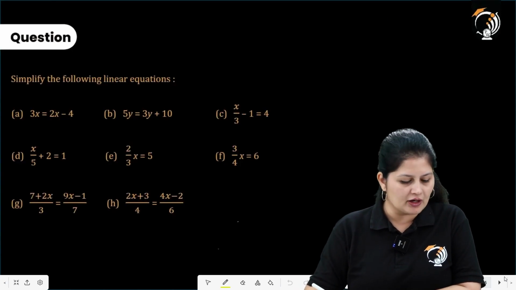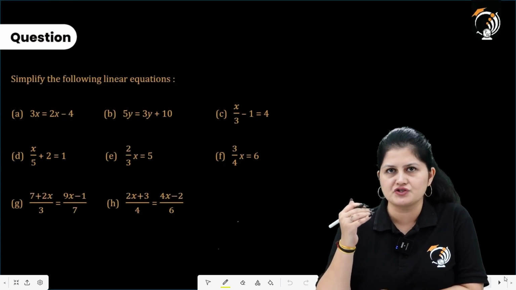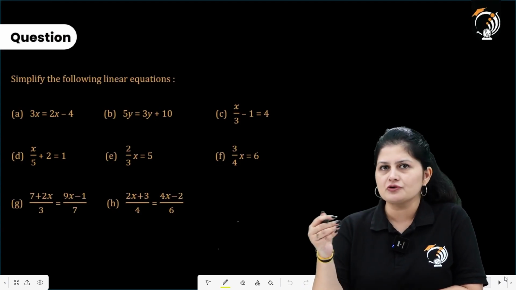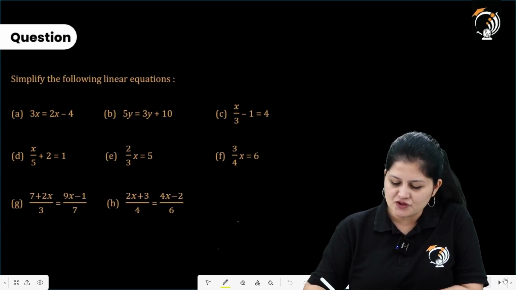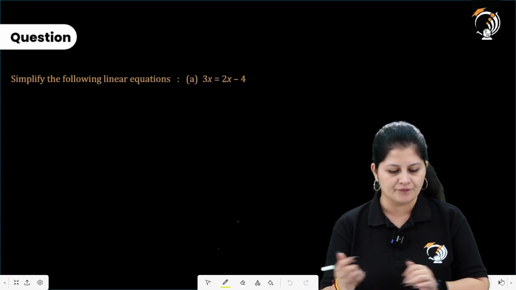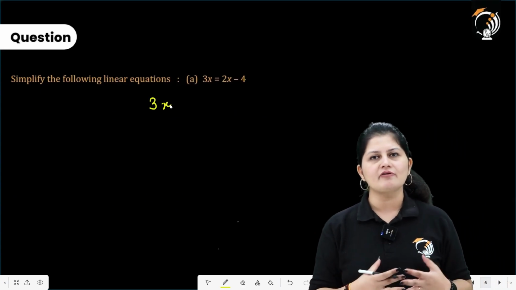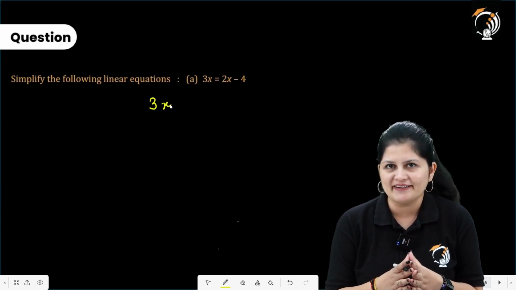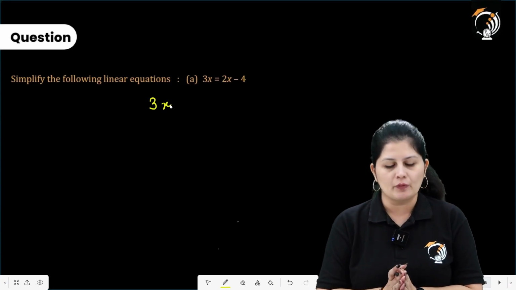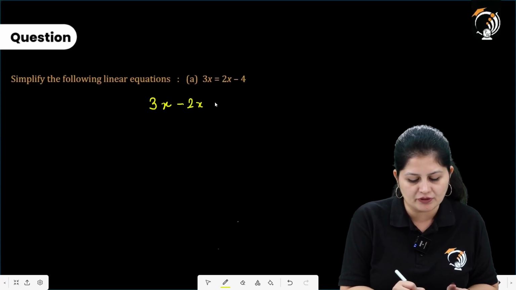Moving further, let's solve some questions of linear equations. Let's understand it from the easiest, and we are going to gradually increase our level. Moving to the first question, it says 3x is equal to 2x minus 4. Whenever we are solving any linear equation, we always try to bring all the variables on one side. So in order to do that, we can just subtract 2x from both the sides.